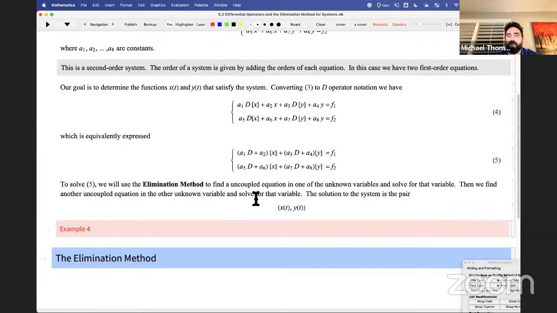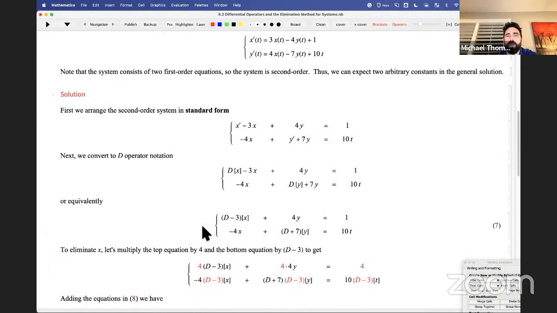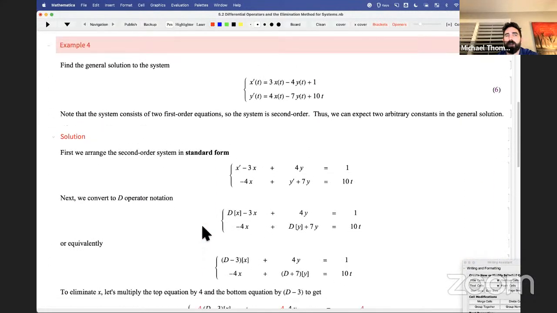All right, so let's take a look at an example, and then we'll go through the formal procedure. All right, so first of all, what's the order of this system?